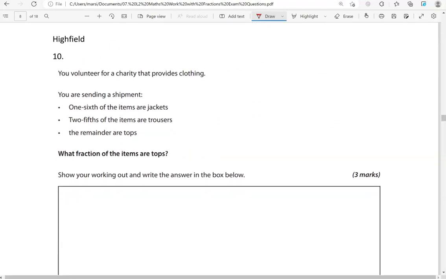You volunteer for a charity that provides clothing. You are sending a shipment. 1/6 of the items are jackets, 2/5 of the items are trousers, the remainder are tops. What fraction of the items are tops? Show your working out and write the answer in the box below. So we've got 1/6 and 2/5.